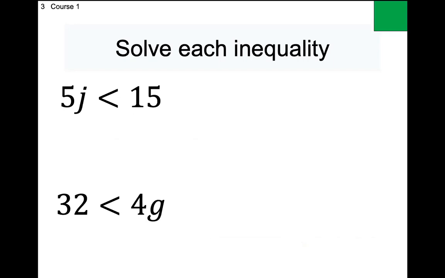The first problem. All right, where's the variable? Left or right side, class? Left side. So I'm looking at the left side. What's attached to it? 5. How do we get rid of that 5? Divide by 5. We're going to divide both sides by 5. So let's do that. 15 divided by 5 is? 3. Boy, I made a mistake, didn't I?